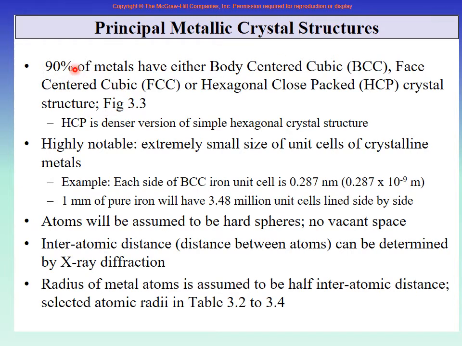This sentence should be a huge wave of joy amongst all of you. 90% of metals have either body-centered cubic, face-centered cubic, or hexagonal close-packed crystal structure. So out of all of the 27 types that we needed to study, if we study only three, BCC, FCC, and HCP, then we can cover more than 90% of metals that are used in engineering and so on. So this is brilliant for us, good news.